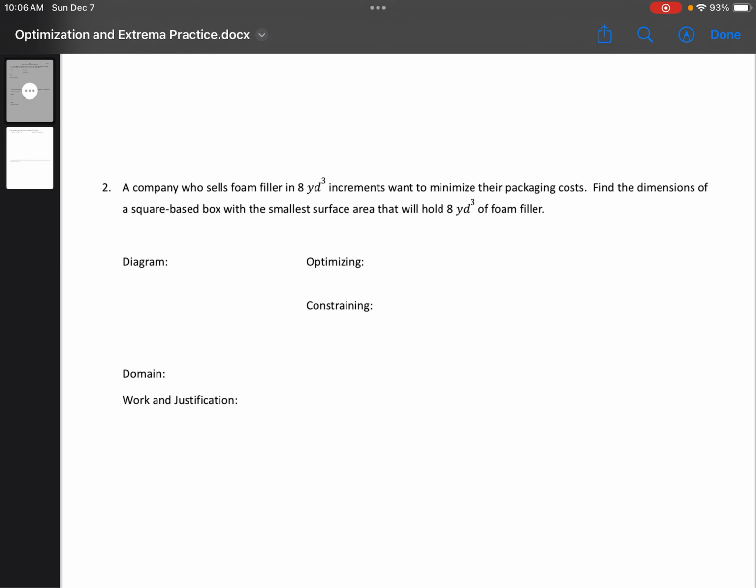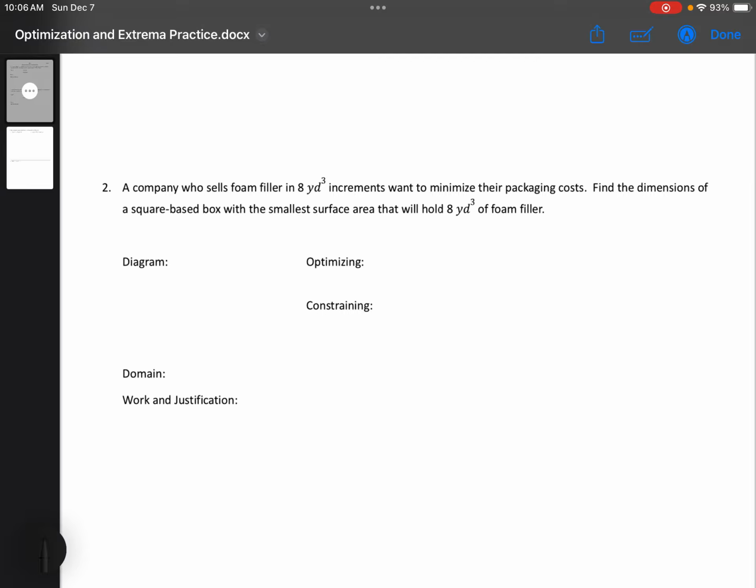problem: a company who sells foam filler in 8-yard cube increments wants to minimize their packaging costs. Find the dimensions of a square base box with the smallest surface area that will hold 8 yards cubed of foam filler.